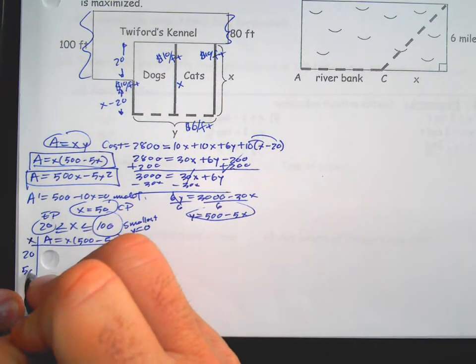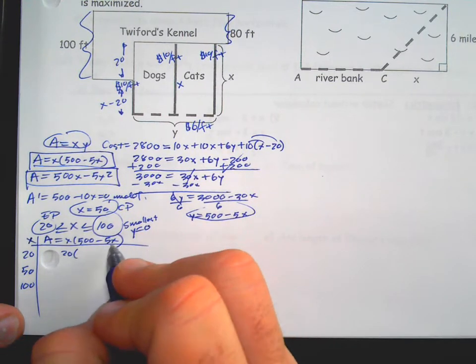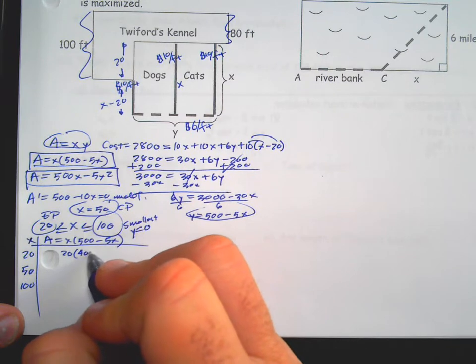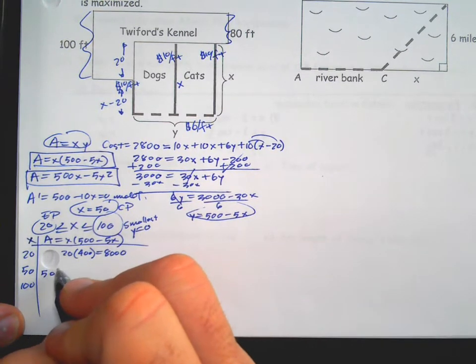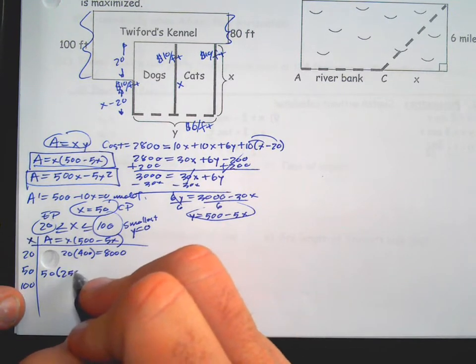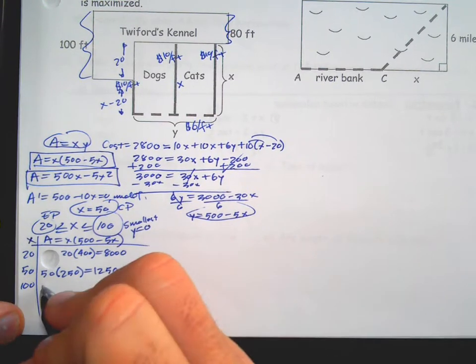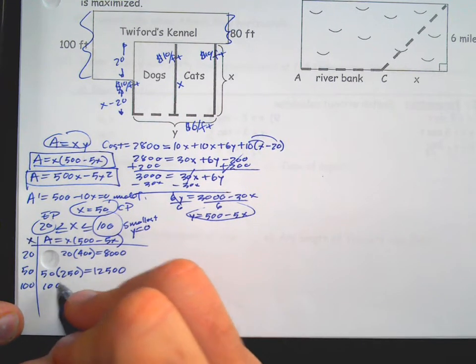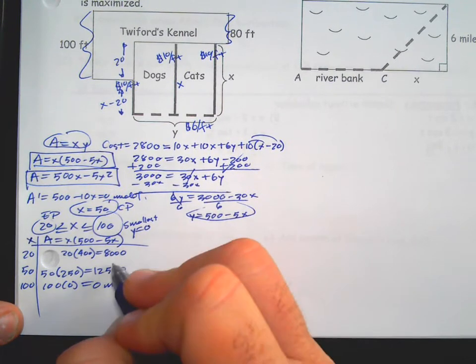20, 50, 100. So you plug 20 in, it's 20 times 400 is 8,000. 50 times 5 times 50 is 250, 250. 5 times 25 is 125, add 2 zeros. 100 times 0, which is 0. So here's your min, here's your max.